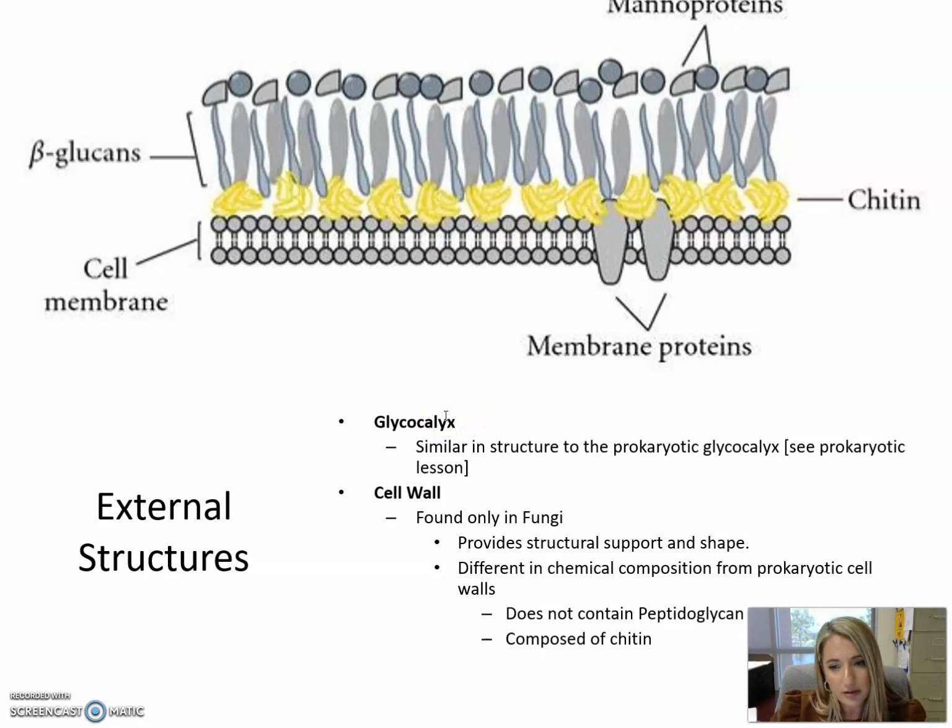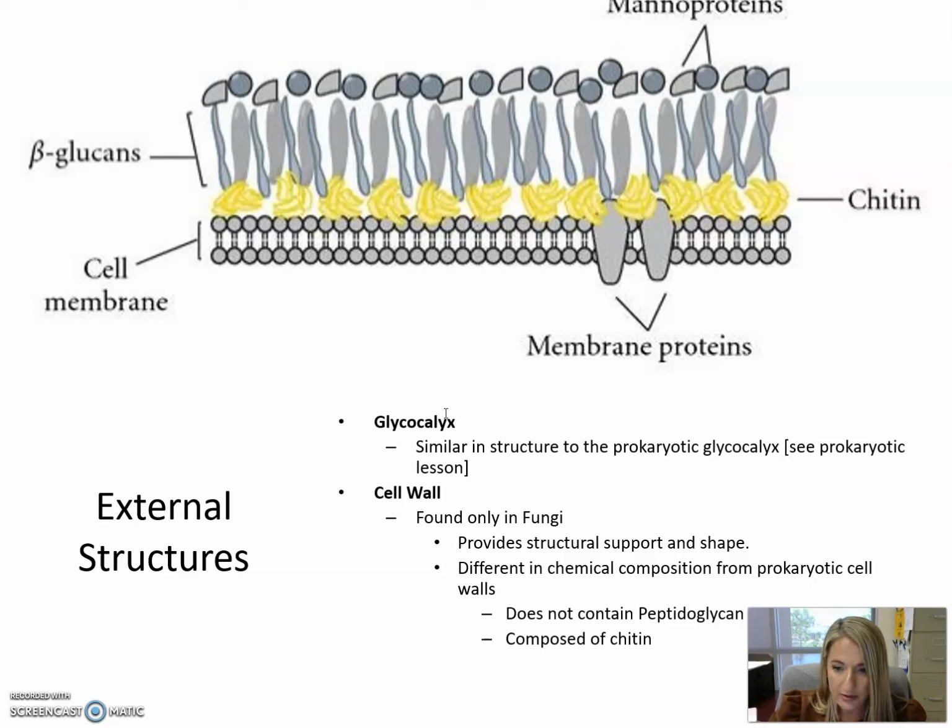The cell wall, there are some similarities between the cell walls of prokaryotic and eukaryotic cells, but there are some core differences. So both prokaryotic and eukaryotic cells can have a cell wall, and that cell wall serves the function of maintaining shape and support for the cell. Not all eukaryotic cells have a cell wall. For example, humans don't have a cell wall, but something like fungi would.